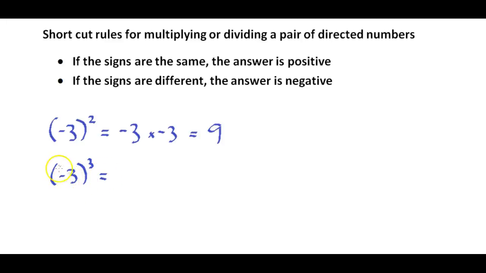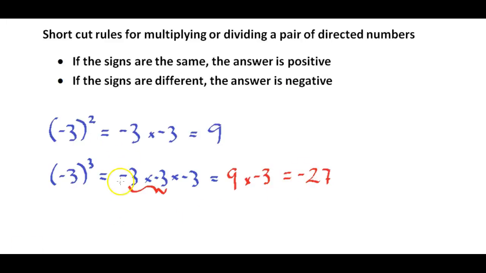Now negative 3, all raised to the third power, tells me I've got 3 of these, 3 negative 3's, multiplying each other. Again, I can solve this problem by just looking at each pair. The first pair is the same as the one I just did, negative 3 times negative 3, which is 9. But now I have to multiply by the final negative 3. Now 9 times 3 is 27. And a positive and a negative, well, the signs are different, so my answer is negative.